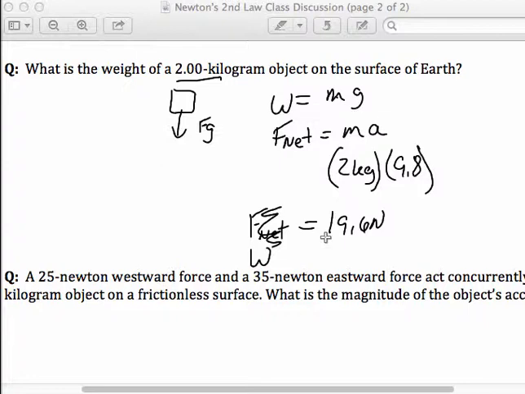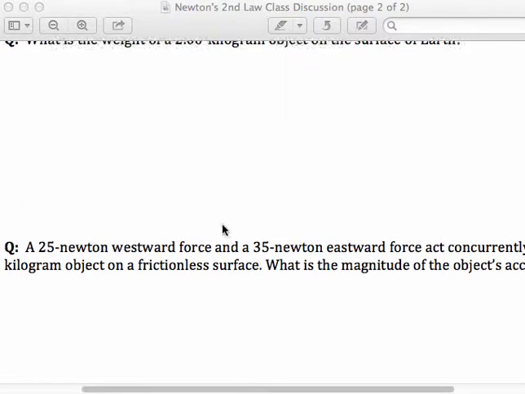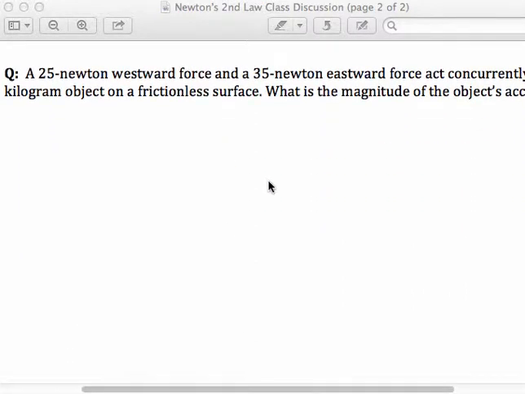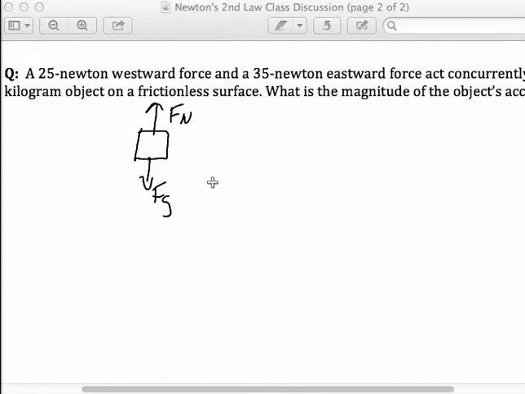Last one. A 25 newton westward force and a 35 newton eastward force act concurrently on a 15 kilogram object on a frictionless surface. What is the magnitude of the object's acceleration? All right, this one to me begs for a free body diagram. So first thing I'm going to do is draw it as a box. I'm going to identify the object's weight, the force of gravity, and I'm going to assume this frictionless surface is able to balance the force of gravity, so I'm going to call that the normal force, F sub n.